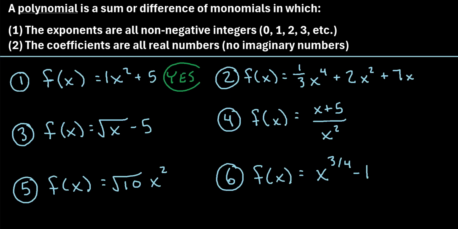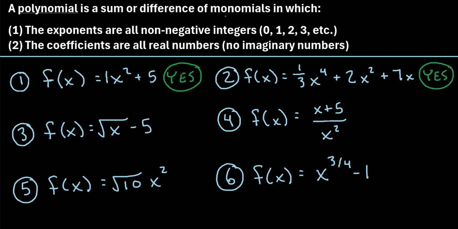All right, let's check out number 2. We have f of x is equal to 1/3 x to the 4th plus 2x squared plus 7x. So let's check all the exponents first. We have a 4 right here and a 2. If we want to imagine this one is a 1, all of these are non-negative integers, so that's good. And then we can see that the coefficients 1/3, 2, and 7, those are all real numbers. So again, we would say, yes, this one is also a polynomial.